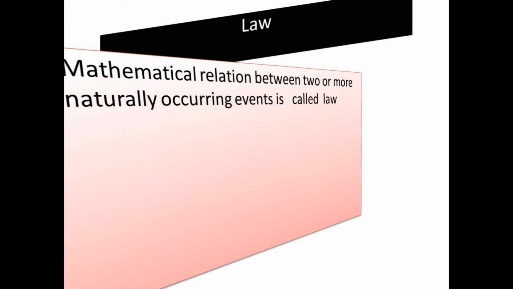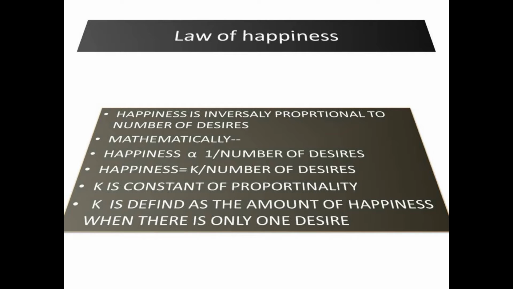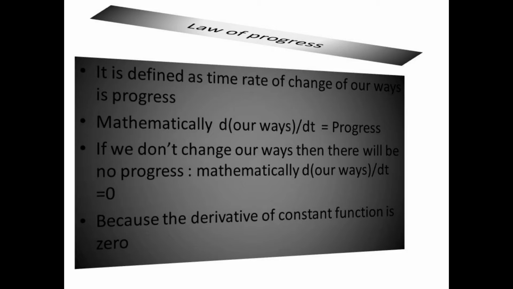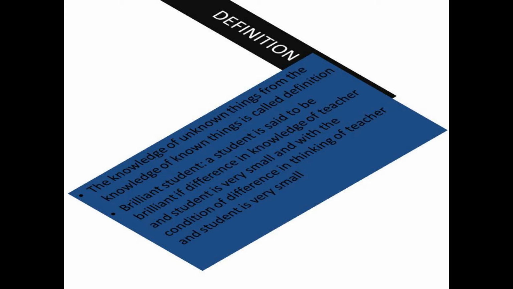You know, in these days dishonesty changes its ways. So d by dt of dishonesty is non-zero, because it always changes, and honesty doesn't change its ways with time. So d by dt of honesty is equal to 0. So honesty is the best policy may be wrong sometimes in this modern world.